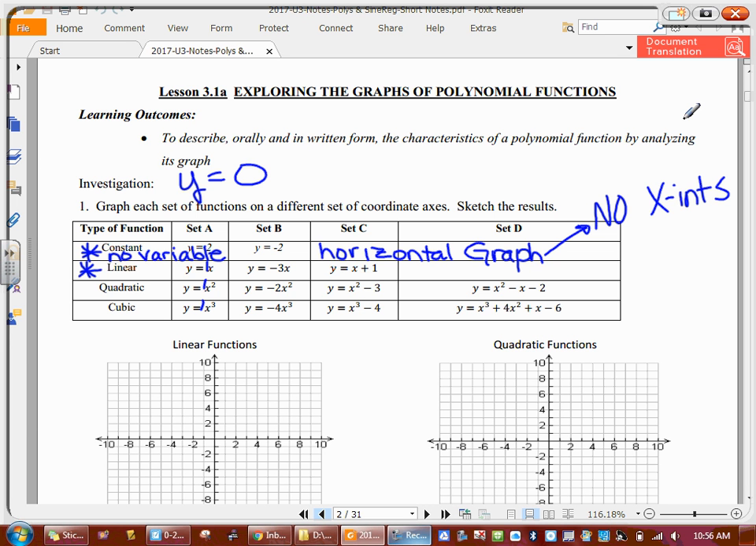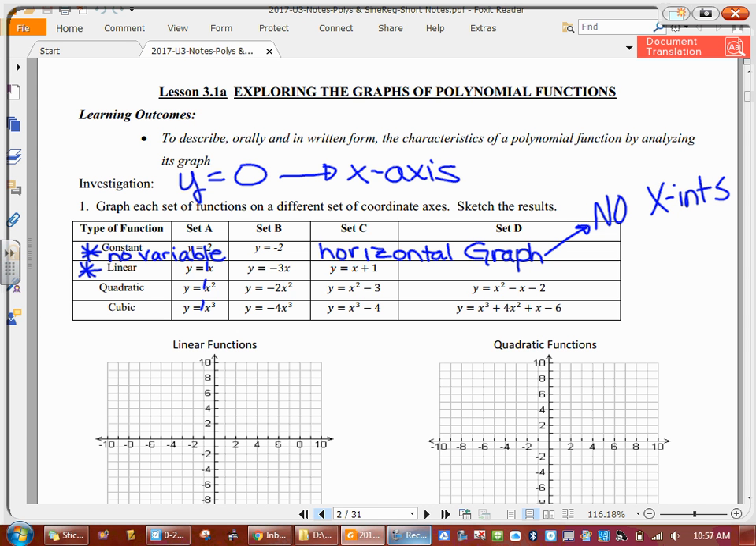It's the x-axis. Because this is the x-axis, if we have a y equals 0 line, we will have an infinite number of x-intercepts because it touches every point on that line. So constant functions are always horizontal lines, either above or below the x-axis. We never talk about the one y equals 0 because that is the x-axis. That's in terms of constants.